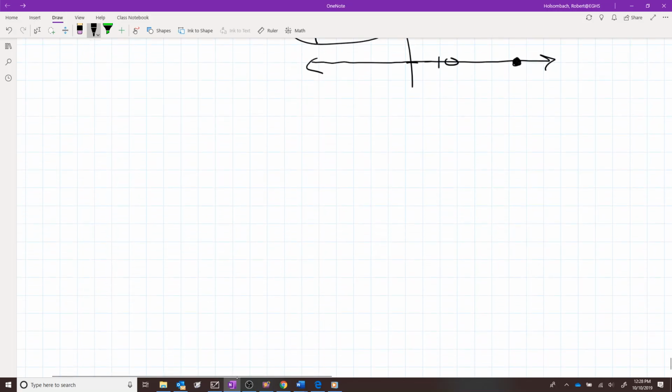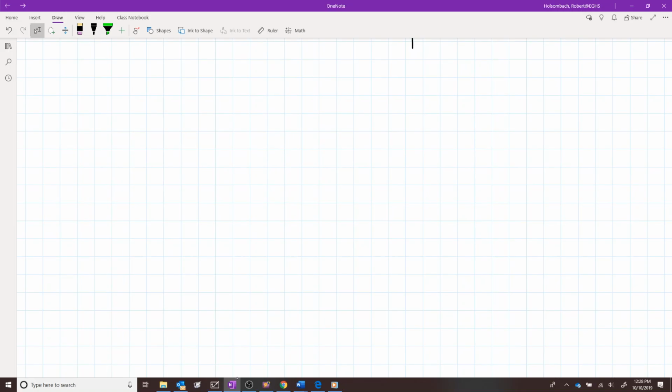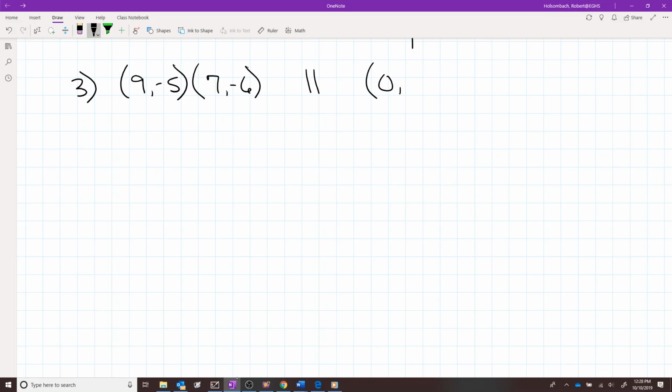In problem number 3, it's very similar to problem number 5 earlier. Is the line through 9, negative 5 and 7, negative 6 parallel to the line through points 0, negative 3, and 2, 2? So you have to find the slope of each line. If the slopes are the same, the lines are parallel.